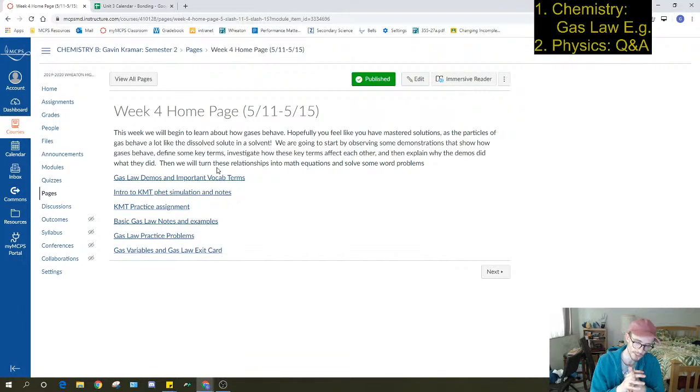In addition to that, I talk a decent bit about the relationship between a direct and an indirect relationship between two variables. Just as a review, in a direct relationship, two things change together. In an indirect relationship, if one of them is going up, the other one has to be going down, and vice versa.